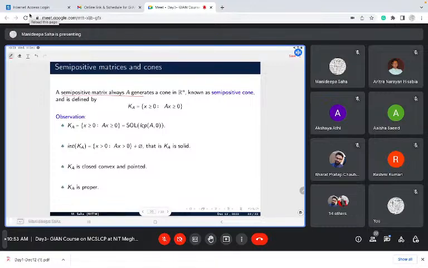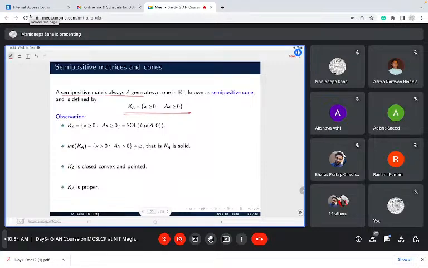Every semi-positive matrix always generates a cone, and we will call that cone a semi-positive cone. And what is that cone? I'm writing it in this form: K of A, the set of Ax such that x is greater than or equal to 0 and Ax is greater than or equal to 0. Why is this a cone? You can easily check that.